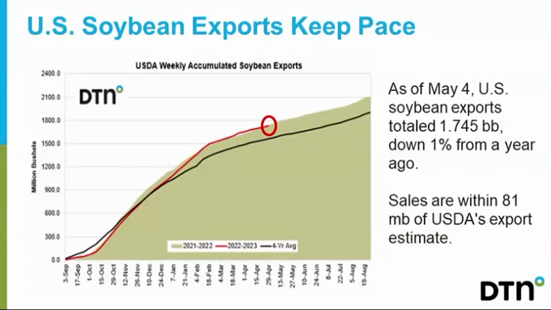As far as soybean sales, we only need 81 million bushels more between now and August 31st to reach USDA's export estimate. So the soybean export side of demand continues to be very strong and encouraging for U.S. soybeans this year. But of course, right now our soybean sales have really slowed dramatically because of Brazil's new harvest being available to the market.